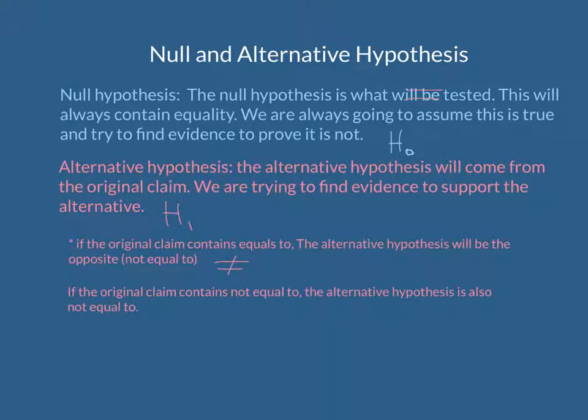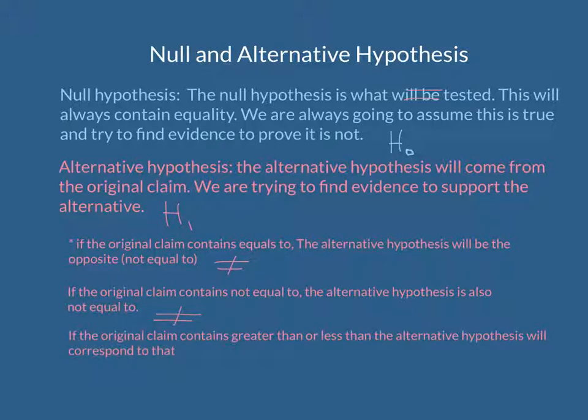If the original claim does contain not equal to, the alternative hypothesis is also not equal to. And that is because my null hypothesis has to contain equality and our alternative has to be the opposite. So both of these will have a not equal to.